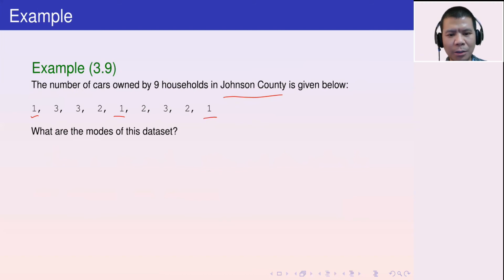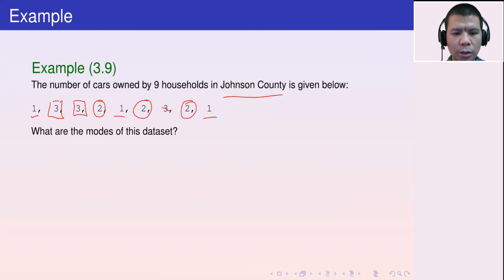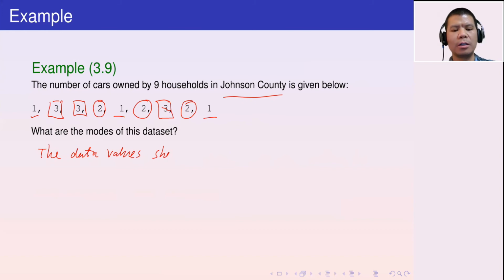1, 1, 1, 2, 2, 2, and 3, 3, 3. It seems like they have exactly the same frequency. All the values, 1, 2, 3, right? These are all the values, and they have exactly the same frequency. Okay, so the data values share the same frequency.